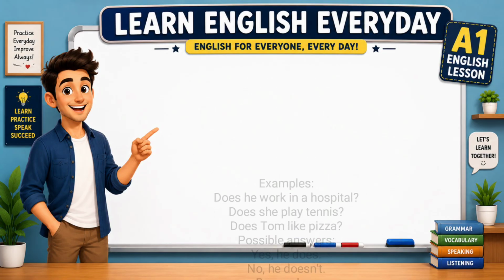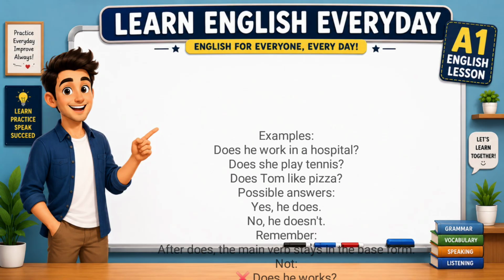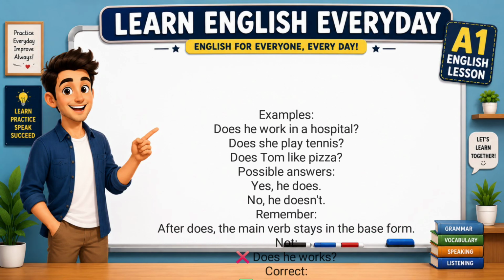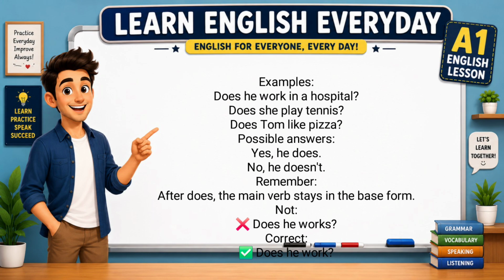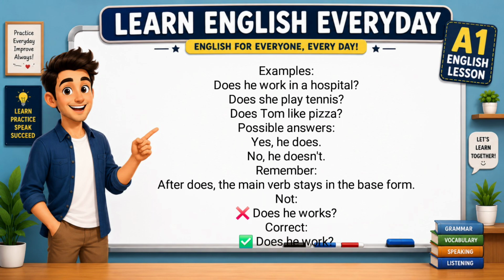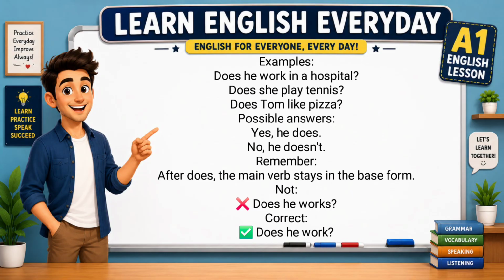For he, she, it. Use does plus subject plus verb. Examples: does he work in a hospital? Does she play tennis? Does Tom like pizza? Possible answers: yes, he does. No, he doesn't. Remember, after does, the main verb stays in the base form. Not: does he works?